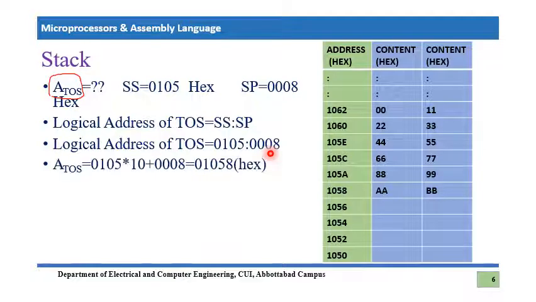We are going to simply apply the formula for physical addressing. We have to multiply the segment base address by 10, and then add the offset value, which is 008 here. If we do so, the address becomes 01058. The 0 is just the most significant symbol in hexadecimal, so it has no significance here, but it is a 20-bit address, as we can observe. So where is 1058? This is the location.